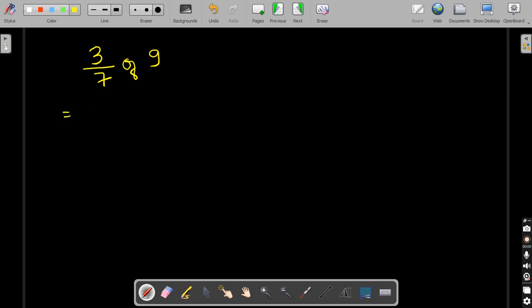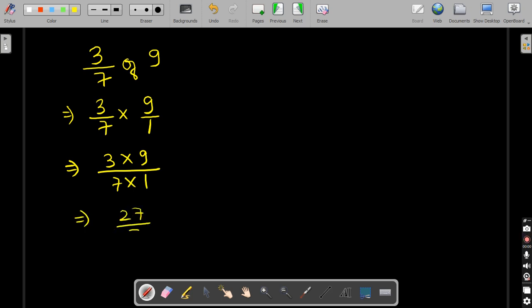Now how will I solve it, dear student? So 3 by 7 of means multiply 9 by 1. After that I will multiply 3 into 9 divided by 7 into 1. 3 9s are 27 divided by 7. Now I need to divide it. Correct, student? Now let me start dividing, then let me check.